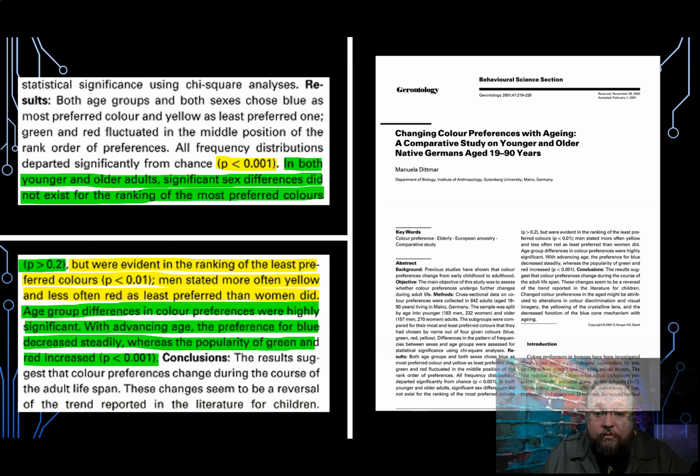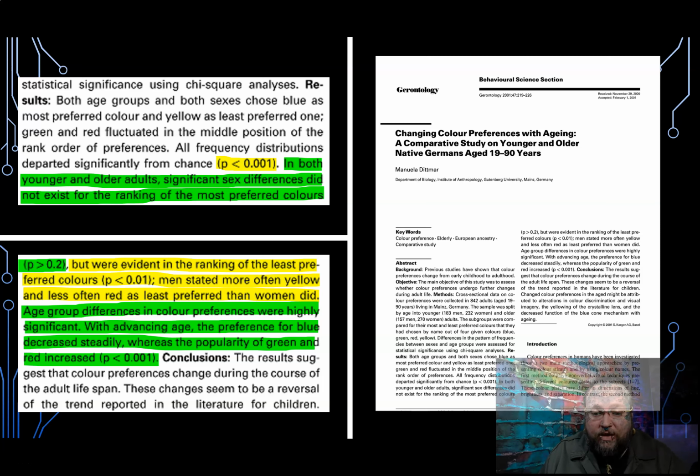Another one here says, in both younger and older adults, significant sex differences did not exist for the ranking of the most preferred colors. So p greater than this. So it was just really by chance. So the fact of changing, like in both younger and older adults, so not elderly in this case, that the gender didn't play a role in this. And so that's when they're saying p is greater than 0.2. You're like, well, from what they calculated, they really wanted a very narrow margin that this wasn't just by chance, so 2%. And what they found was a greater than this. So really they're saying it really wasn't an actual effect.